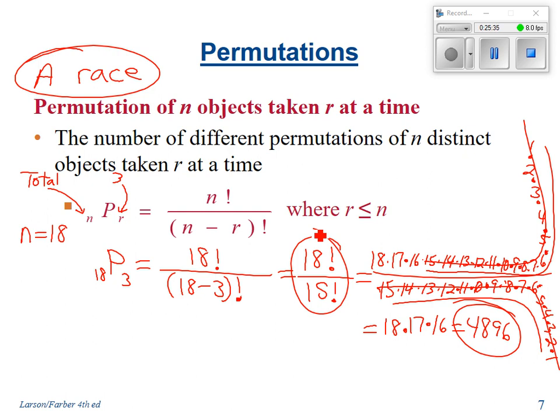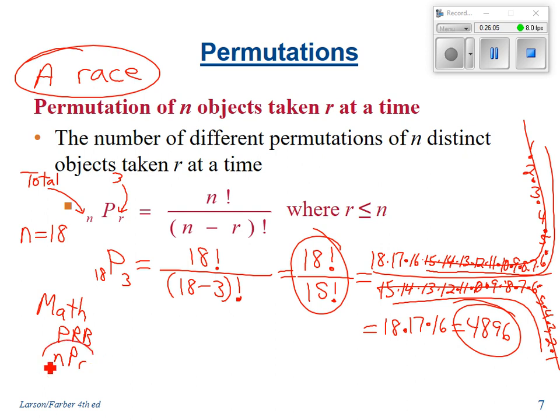Sure, sounds great. So, what they're talking about, go back to math on your calculator. Go to PRB, and you should see something that says NPR. Which one is it, the second one down? Yeah.